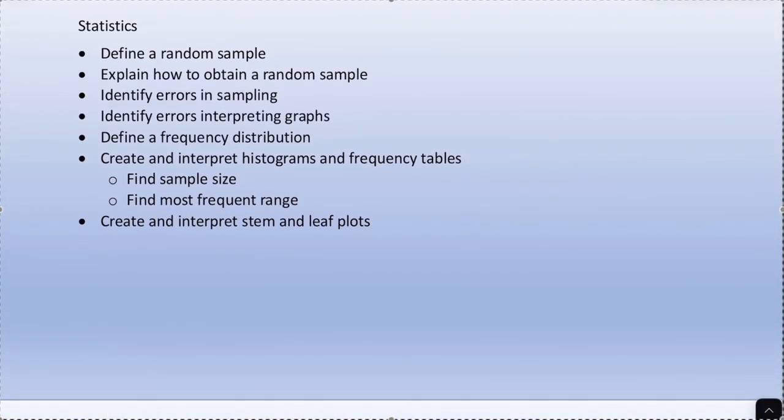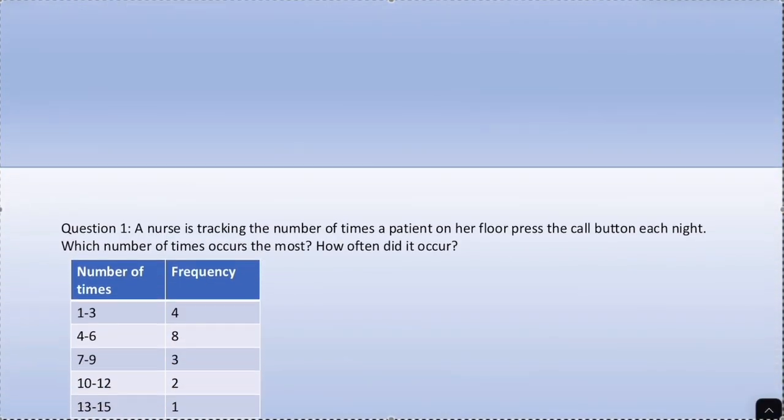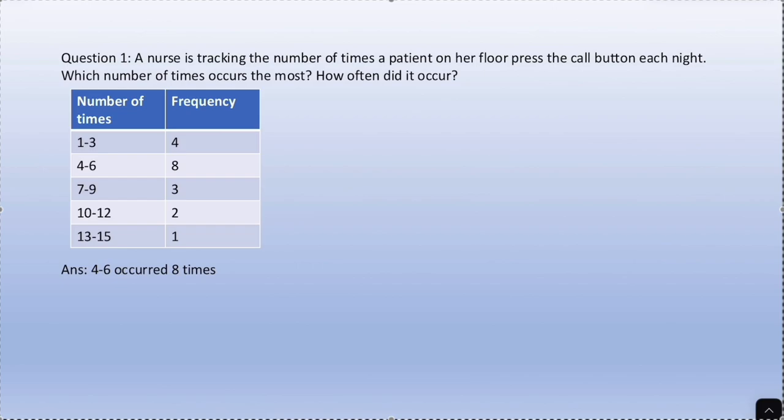Now, for statistics, what are some things that you're going to need to know? You need to know about random samples. So if you want to look at some of the notes about that, you want to look at what are some errors that can happen in sampling and interpreting graphs. You want to know how to make a frequency distribution. You want to know how to create and interpret histograms. So we're going to do all that here.